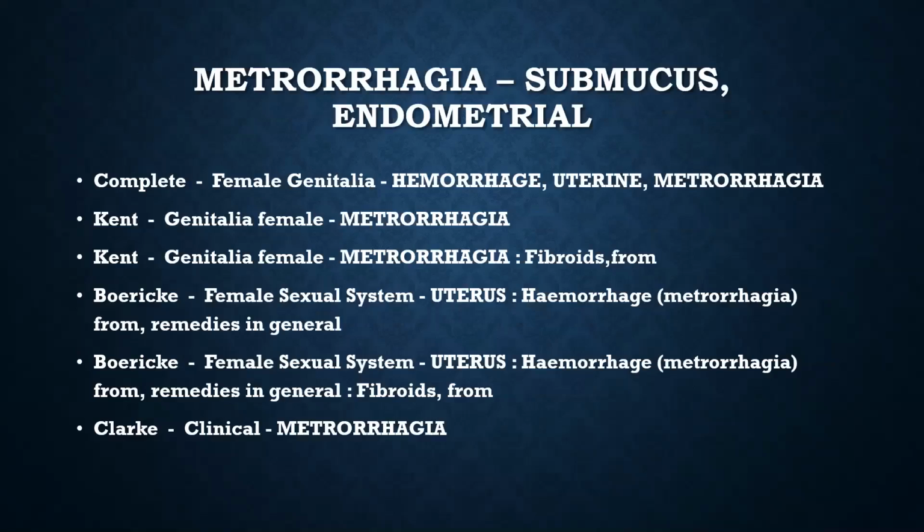Now, metrorrhagia, submucous, and endometrial one. Again, these are the representations of metrorrhagia in case of Complete repertory, Kent's, Boericke, and Clarke. Clarke, you can directly go to the clinical chapter and find out metrorrhagia. For other things, you have to go to female sexual system or female genitalia, then go to the hemorrhage, uterine, metrorrhagia, or directly visible in metrorrhagia.